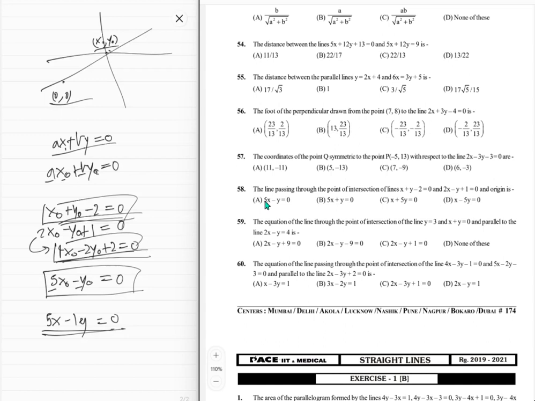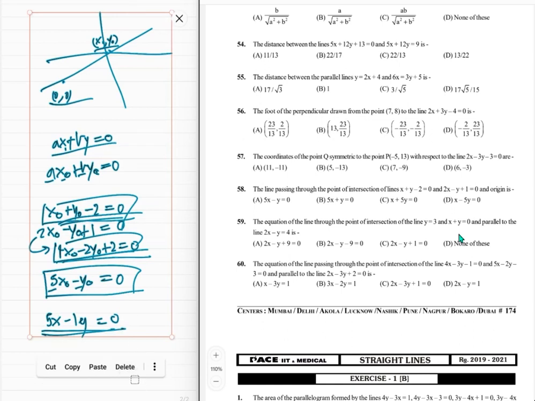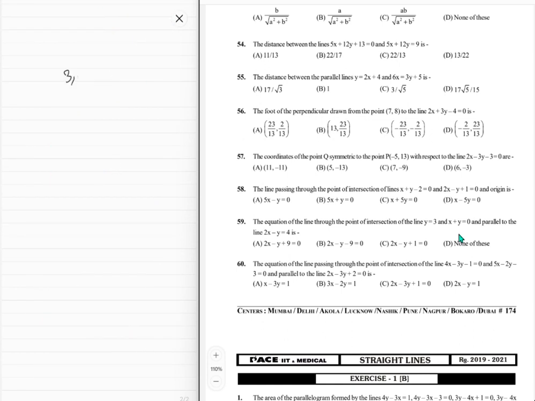Okay, the equation of the line through the point of intersection with the line y equal to 3. Once again, the same kind of thing. Just find the point of intersection. Put y equal to 3 in there, you get x equal to -3. So it's -3 comma 3, sorry, not 3 comma -3. This is your intersection point, and the line is parallel to this line, right?